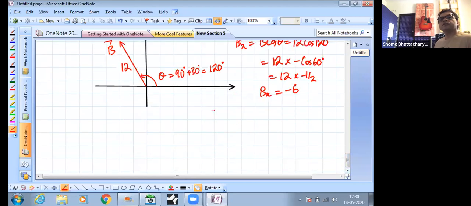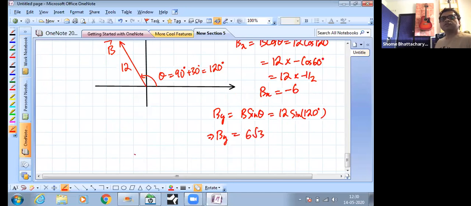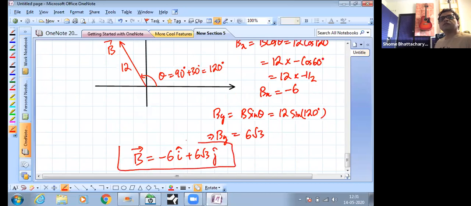Similarly, the y component is 12 sine 120. Now please do these steps correctly yourself and show that it should come out to be 6 root 3. I'm not going to do all the steps over here. You have to work it out correctly yourself. So the vector b should be expressed as minus 6 i cap plus 6 root 3 j cap, which you can see makes sense with respect to the diagram also.